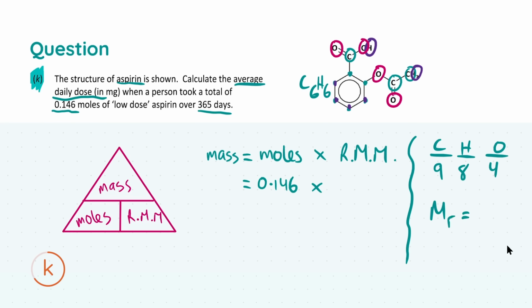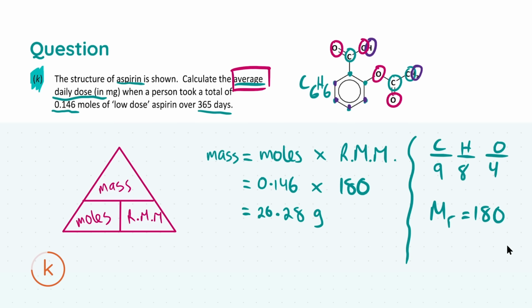So coming back to our question here, we've already found out that the relative molecular mass is going to be 180, which means that we can sub this into our formula here, and we're going to have 0.14626 times 180 to give us the total mass. And in this case, if you plug that into your calculator, what you're going to find is the mass associated is going to be 26.28 grams of aspirin.